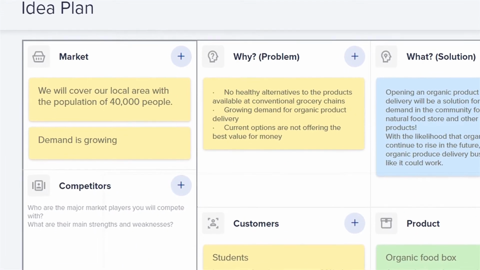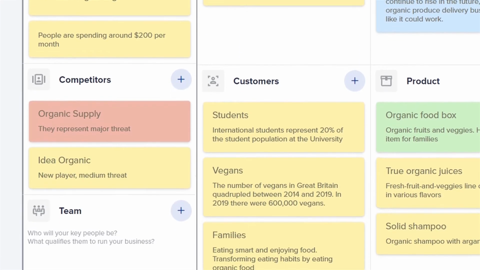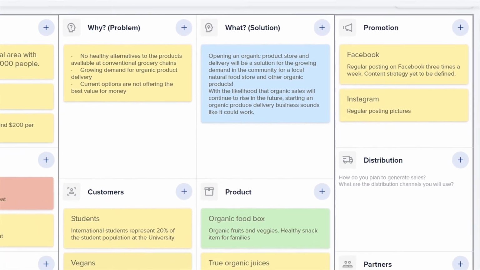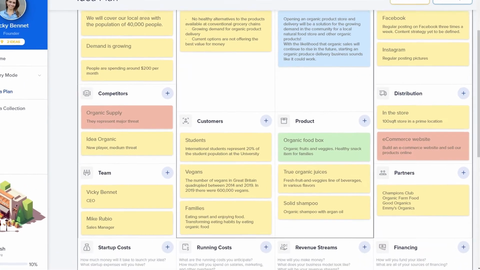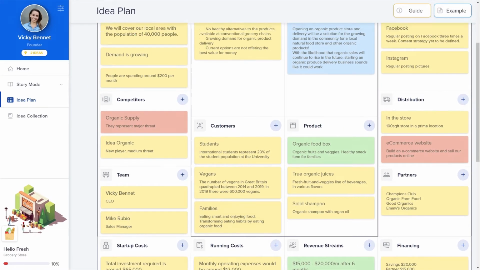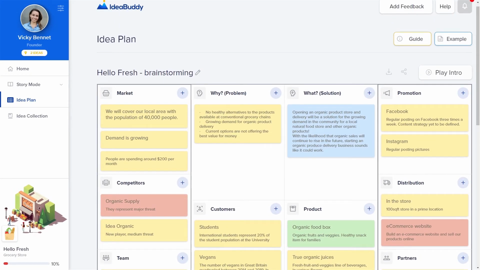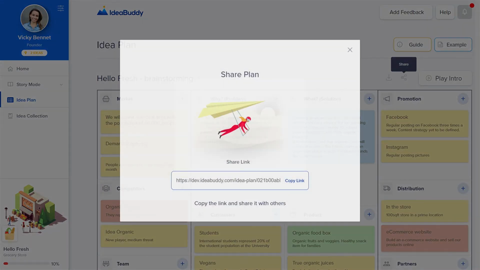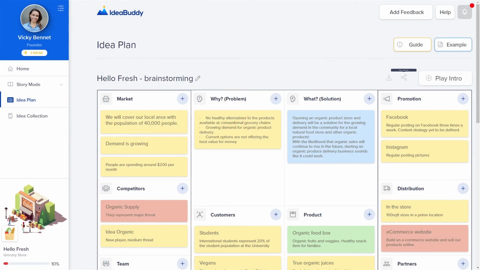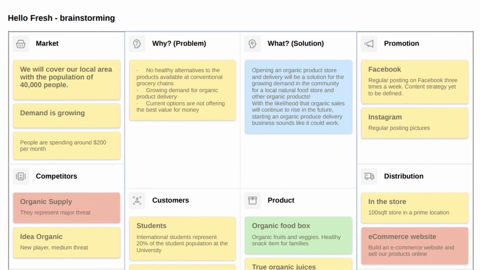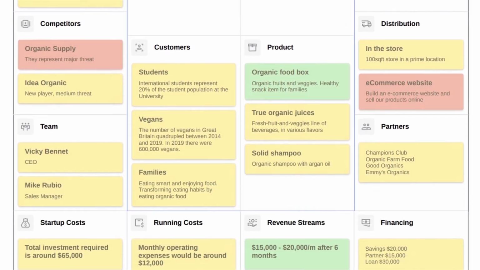After you've finished with the core elements, fill out all the other blocks of your idea plan to explain the current state of the market, as well as the main elements of your business concept and the high-level estimates of your revenues and costs. When your idea plan is completed, you can share it with your collaborators and partners. You can also export it to PDF or Word, or print it out for fruitful discussions with others, because it takes a village to shape and grow a successful idea.